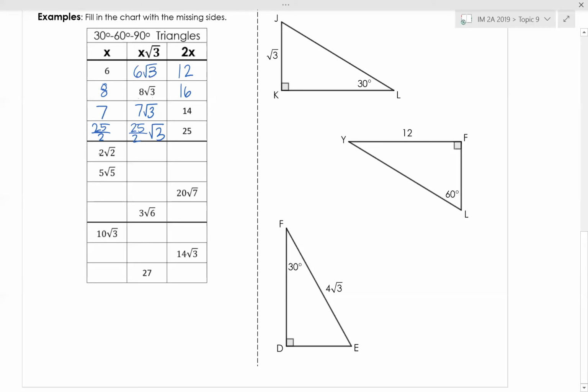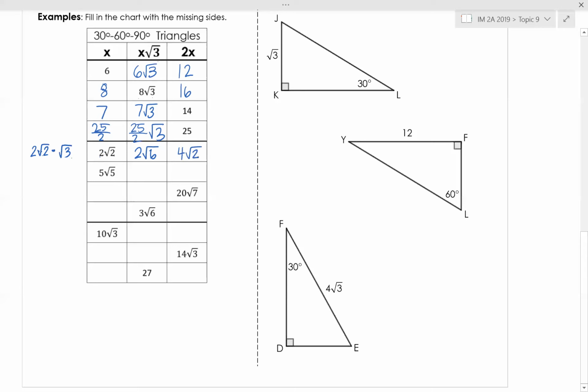For the next one, I have 2 times radical 2, and I'm multiplying that by radical 3. So remember that we talked about when I am multiplying radicals. So if I multiply radical 2 times radical 3, that's going to give me 2 times radical 6. So the number outside stays the same. I'm multiplying the number on the inside by the square root of 3. For 2 times x, if x is 2 radical 2, and I'm doubling that, I'm only multiplying the number outside by 2. So that's going to become 4 times the square root of 2.